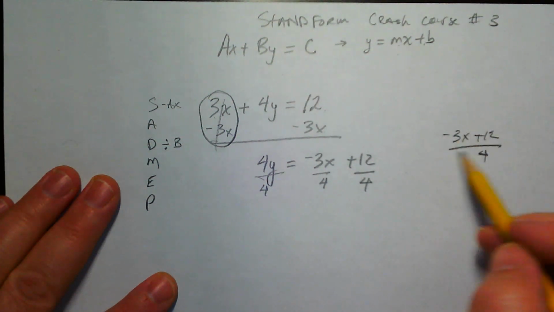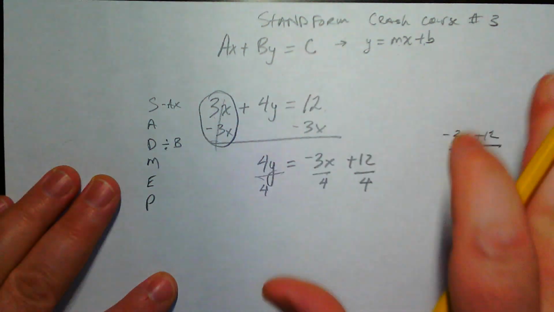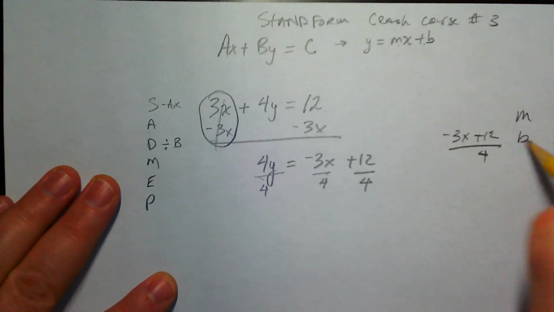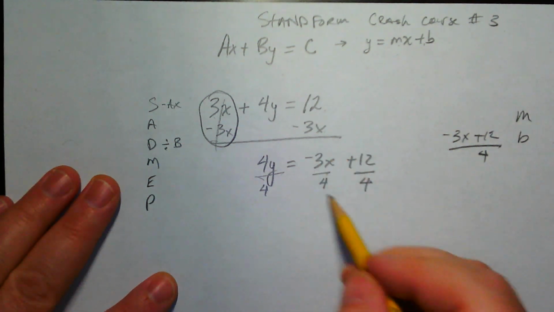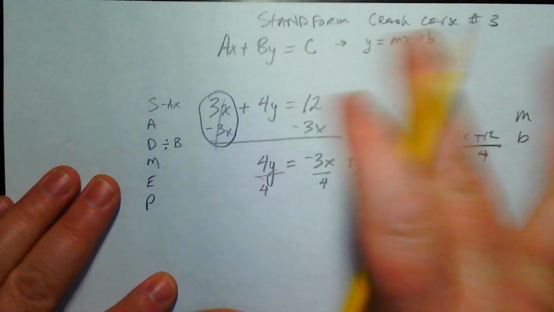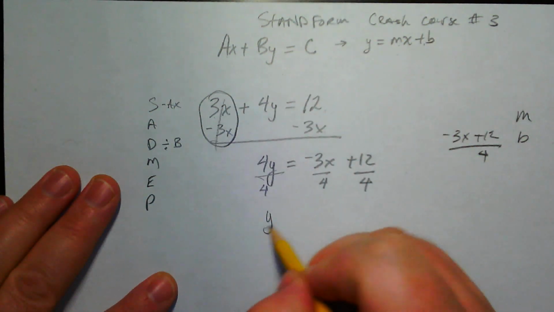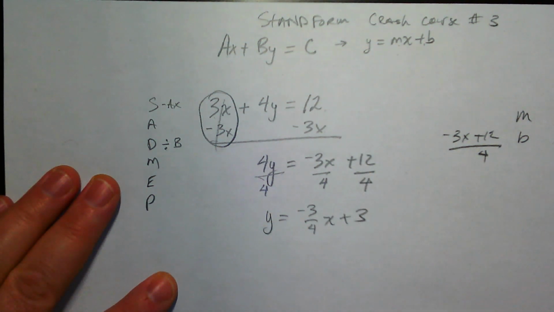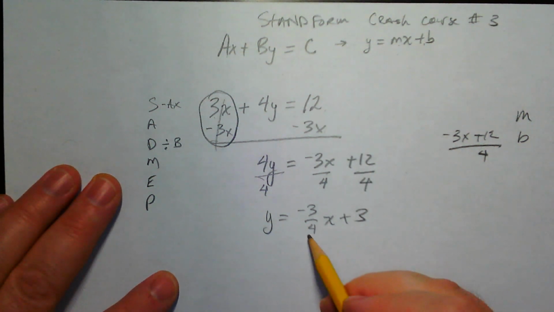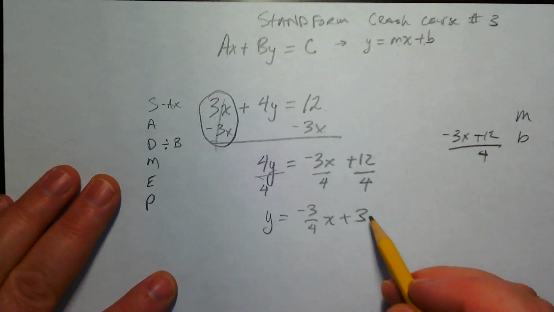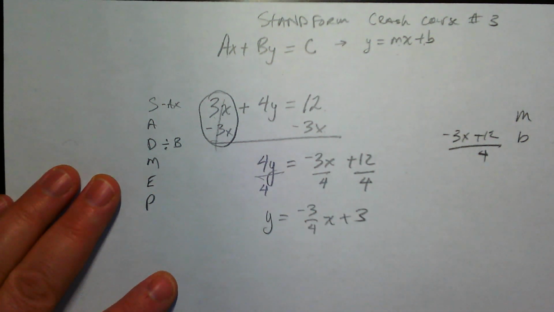We don't want a fraction right here. These may or may not reduce, but we don't want it to be a fraction because when it's written like this, you can't really see your slope and you can't really see your y-intercept. So we're going to write it like this. That way we can see whatever this turns out to be, that's our slope. Whatever this turns out to be, that's our y-intercept. So y equals negative 3/4 x plus 3. And we're done. So here is slope-intercept form. Our slope is negative 3/4. Our y-intercept is 3. That's how it works every single time.